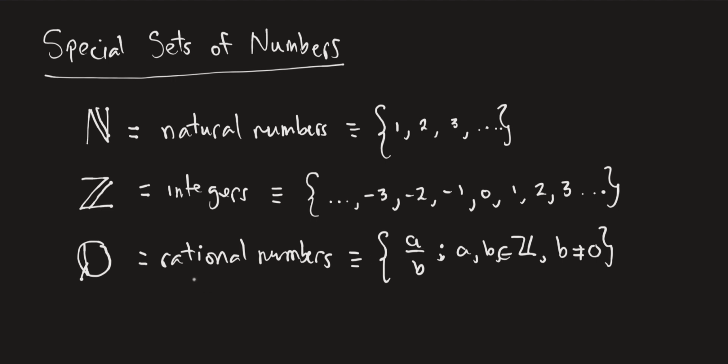So rational numbers, you can simply think of them as fractions, right? But for our fractions, in the denominator and in the numerator, we're only allowed to have integers, and of course we can't have a 0 in the denominator, right?